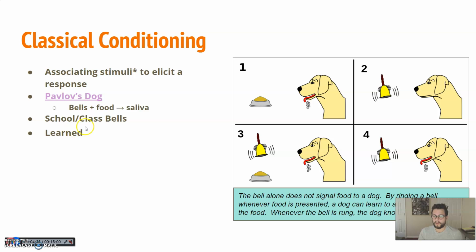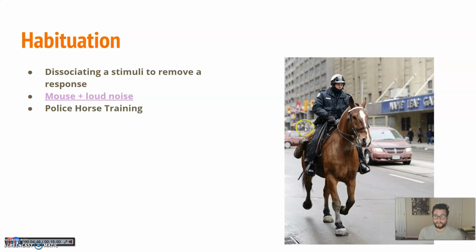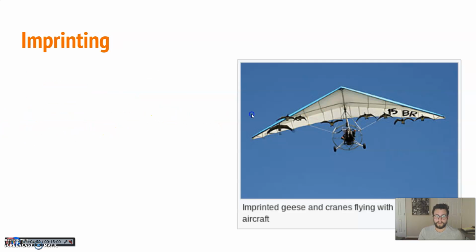And if you think about school and bells, we've learned that the bell means to get up and leave. You can also learn that something doesn't mean something. So you could get used to something. This horse needs to get used to the sounds of the city. He needs to learn that the cars and the people are not dangerous. So it is a learned behavior.